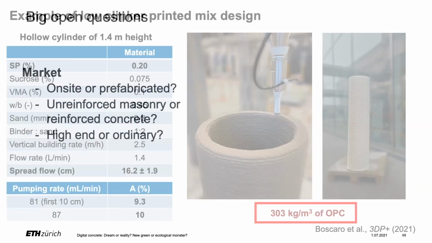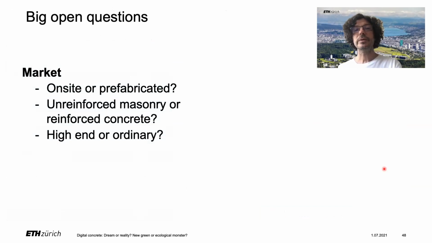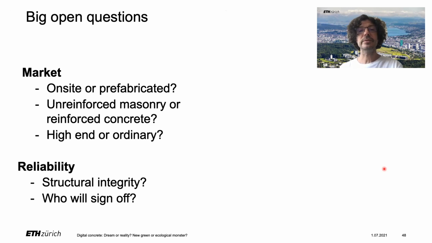Big remaining open questions in the field in a more general scope are, will we be going for on-site fabrication or prefabrication? Are we going to target unreinforced masonry or reinforced concrete? Are we going to go for high-end structure or ordinary construction? What is the reliability going to be? In particular, the structural integrity. I underlined how in some processes it is much easier to incorporate normal steel reinforcement and have it an easy task for an engineer to sign off. The more involved the checking has to be, the less market relevant the solutions will be. The higher will be the cost, and the more difficult it will be to penetrate the global market.